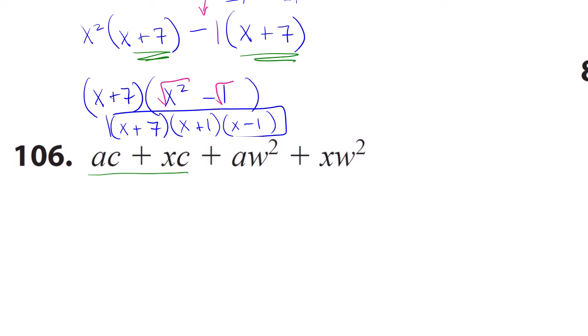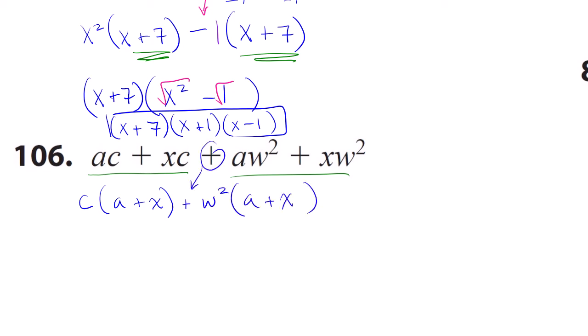So I'm going to group these together and these together. Here the GCF is C. So I'm going to factor out a C, and then I'll have A plus X left over. The GCF between these two terms is W squared. So I'm going to factor out a plus, right? And then a W squared. And then my leftovers will be A plus X. And so these match up. So I can bring A plus X to the front because now it's a common factor. And then the C and the W squared can go back inside. So C plus W squared.